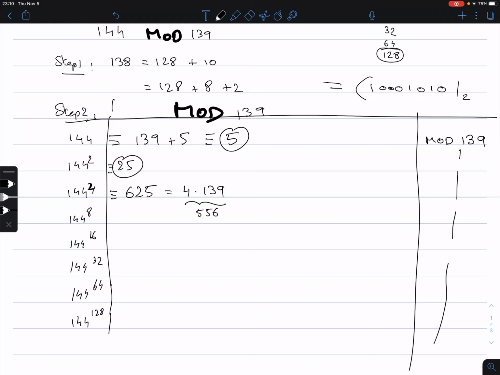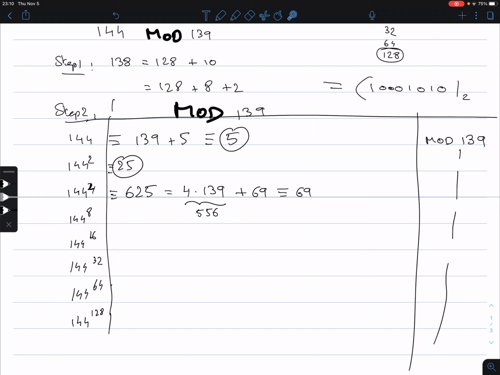4 times 139, that is 556. And now we look at what is missing, what I have to add to get to 625. I'm going to take my calculator for that. So 69. This means that 69 is the remainder mod 139.